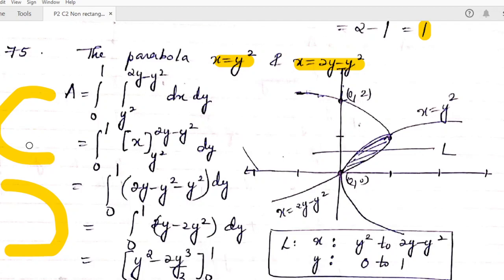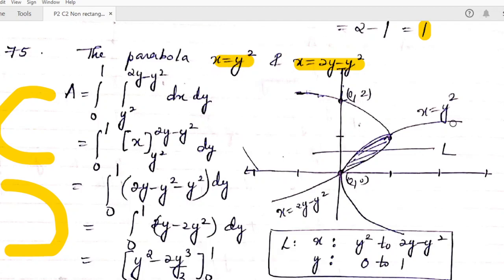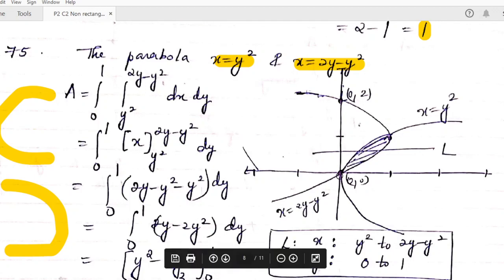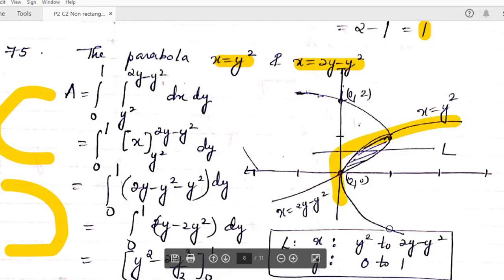Then after finding that, you have to plot different points, take different values of x and y, and plot them. So our first parabola is x equal to y square. It is basically a parabola passing through the origin, touching the origin at 0, 0. So it is this parabola.